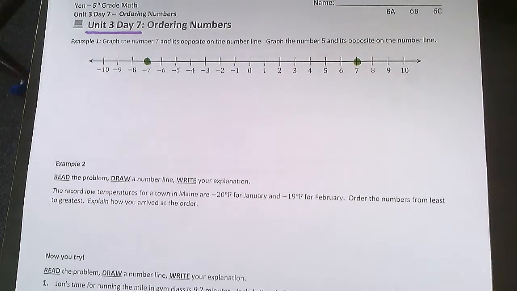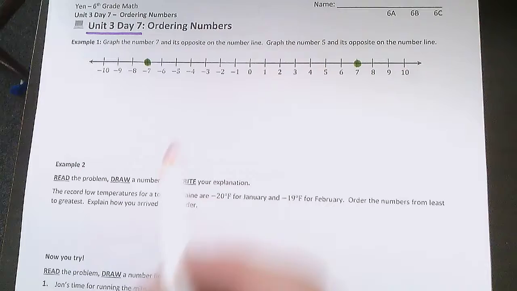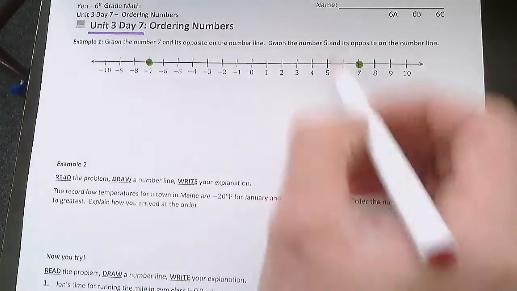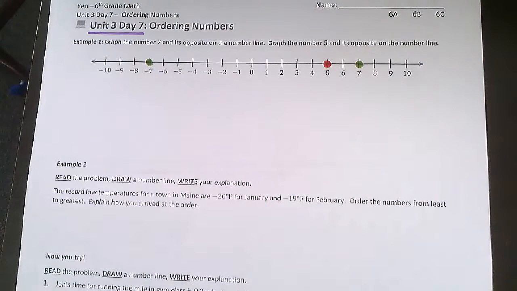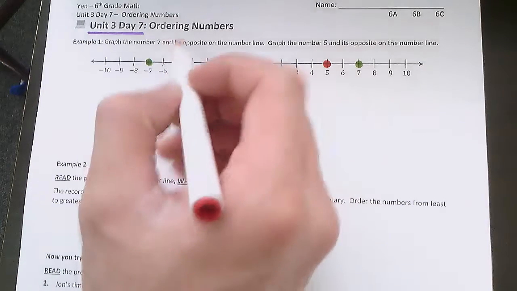And then next, it says to graph the number 5 and its opposite on the number line. So let's look at 5. 0's here. 5's going to be here. And then the opposite of 5 is negative 5. So we're going to go over to negative 5 over here.